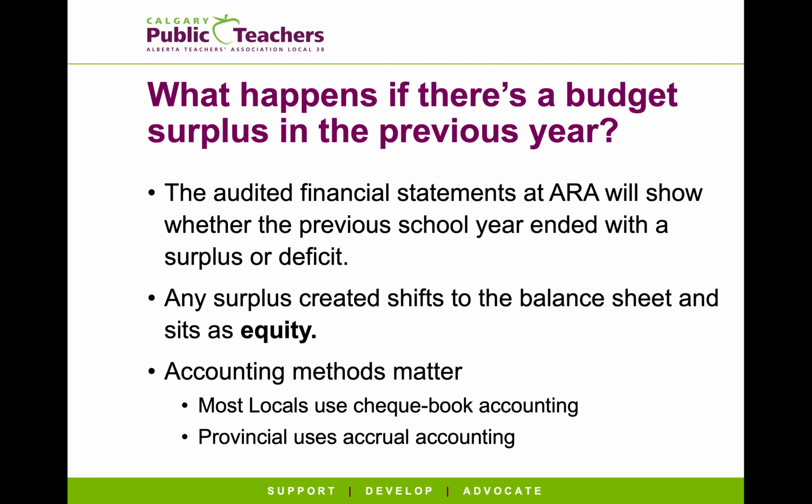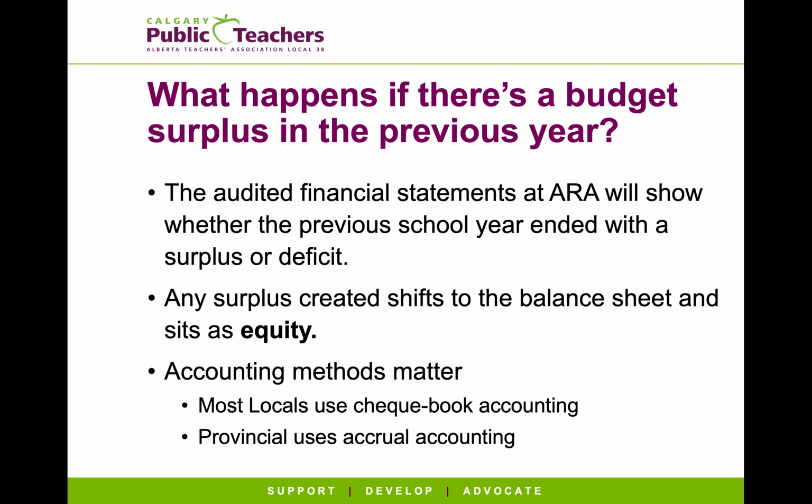Delegates will often ask as well, what happens if there is a budget surplus in the previous fiscal year? There are audited financial statements presented at ARA that will show whether the previous school year ended with a surplus or a deficit. Now, any surplus created shifts to the balance sheet and sits as member equity.